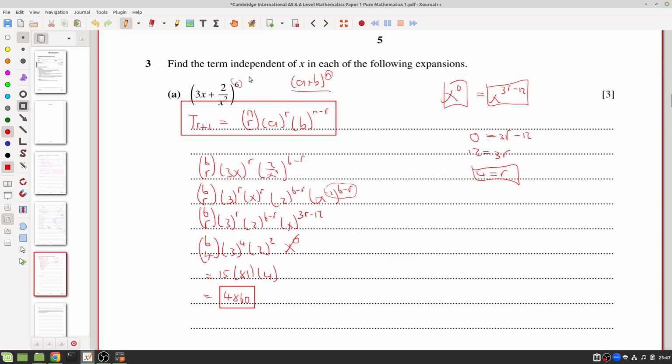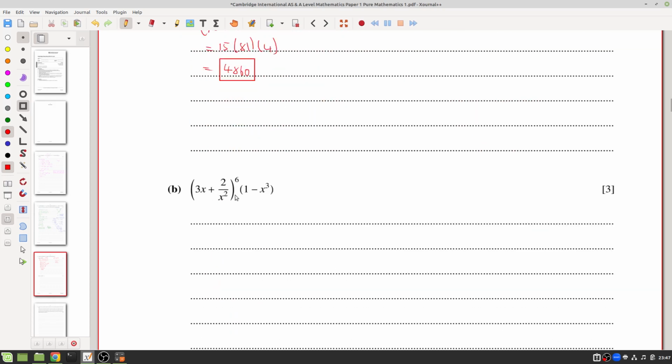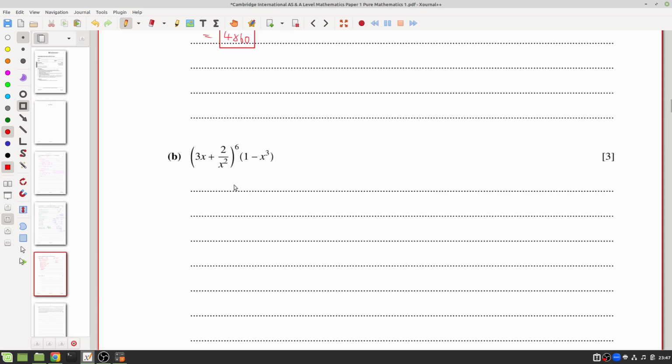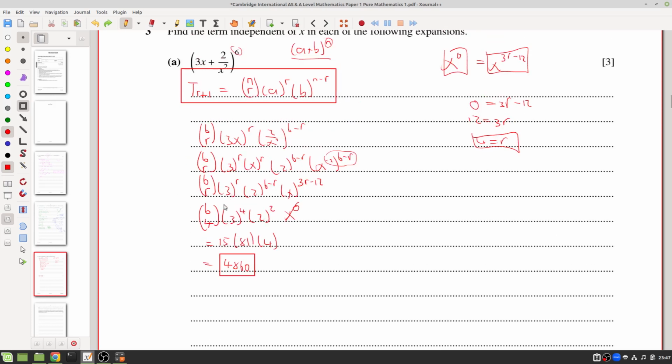Okay. So now the question here was find the term independent of x in each of the following expansions. So this was our first one. Now we go to question B. And now we have two brackets. Okay, so now we have to take more things into account. Now luckily the first bracket here is what we've already done. So what we can do there is we can just copy this part here, right? This part here.